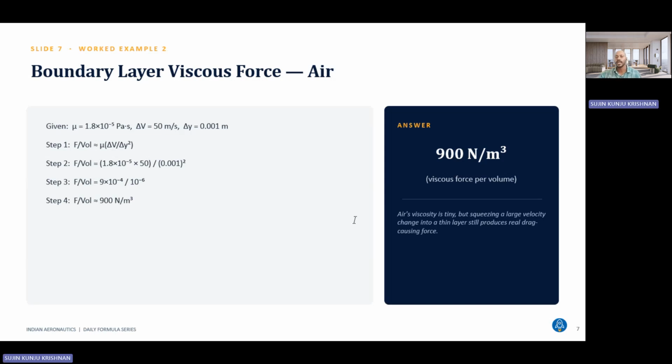So even though air viscosity is tiny, squeezing a large velocity change into a very thin layer produces a really significant viscous force. That's exactly why the boundary layer, even though it's thin, matters so much for drag.